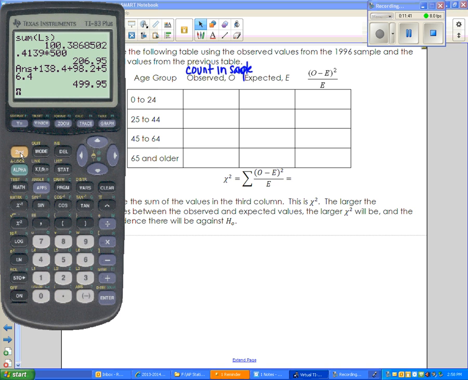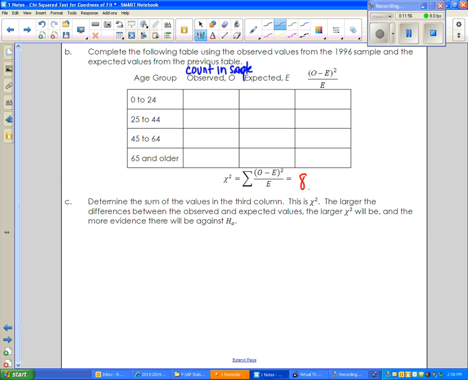If I go back to my home screen and hit second stat, I can now do my math operations on my list. Basically what I want to do is take the sum of list 3, and I get 8.214. That is my chi-squared test statistic. Okay, and so that answers part C. Determine the sum of the values in the third column. This is chi-squared. The larger the differences between the observed and the expected values, the larger our chi-squared value will be, and therefore, that's going to give us more evidence against the null hypothesis.